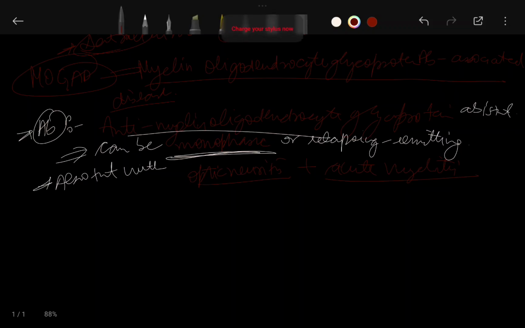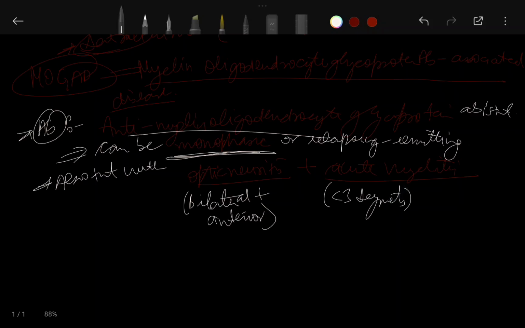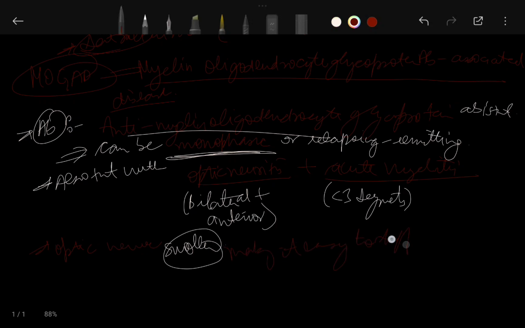Optic neuritis can be bilateral plus anterior, and acute myelitis is seen in less than 3 segments. The optic nerve is swollen, making it easy to differentiate from multiple sclerosis and NMOSD.